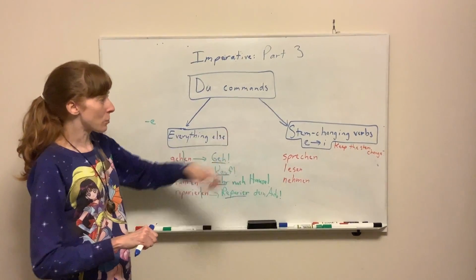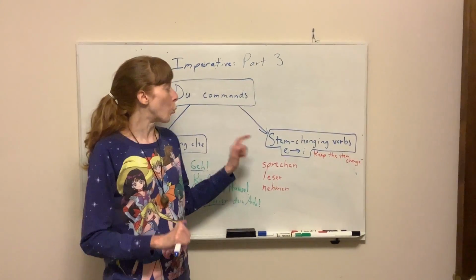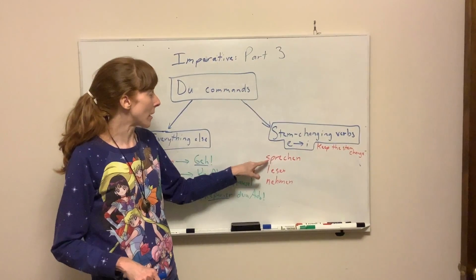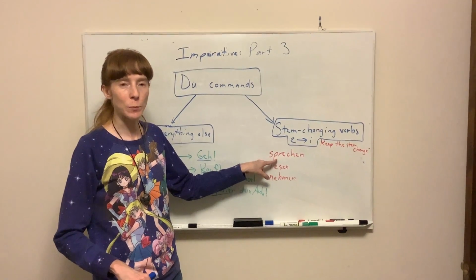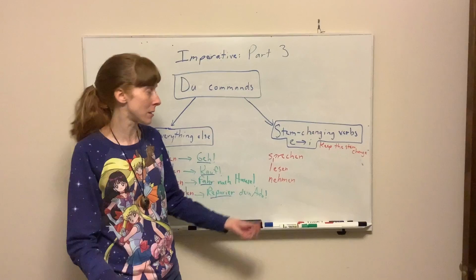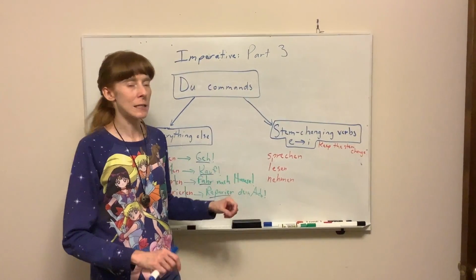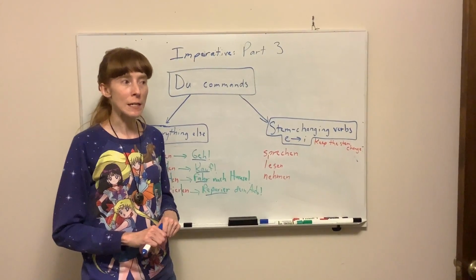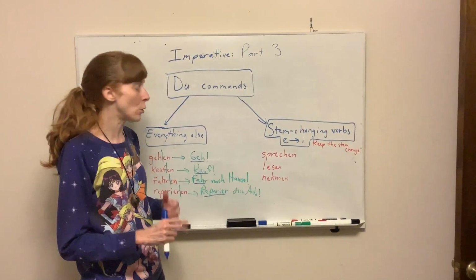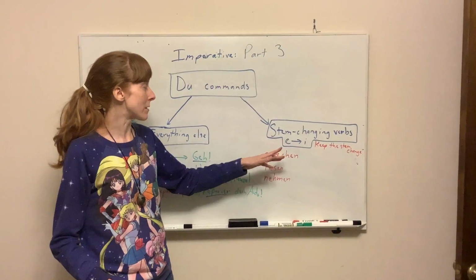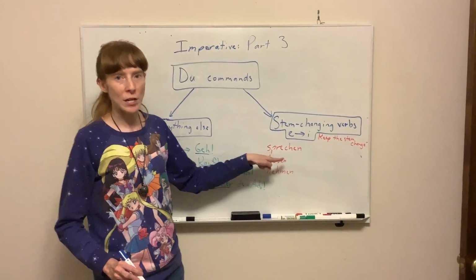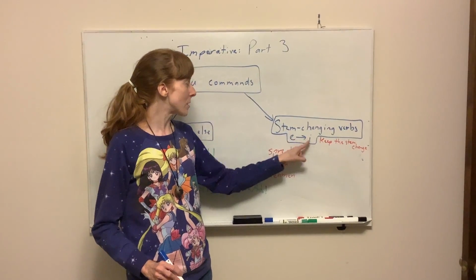Now, I've added over here stem changing verbs. When you have a stem changing verb that goes from E to I, like sprechen, that would be sprechen, du sprichst, or er spricht, lesen, sie liest, and nehmen, sie nimmt, or du nimmst. When you have these, you actually keep the stem change. You will stem change it. That's only with E to I.